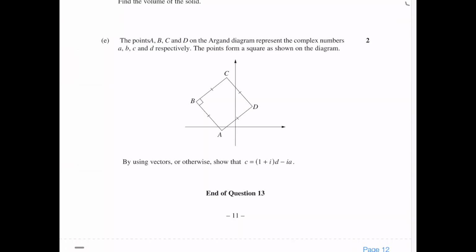Part E. The points A, B, C, and D on the Argand diagram represent the complex numbers A, B, C, and D respectively. The points form a square as shown on the diagram. By using vectors or otherwise, show that C equals 1 plus i times D minus i times A.